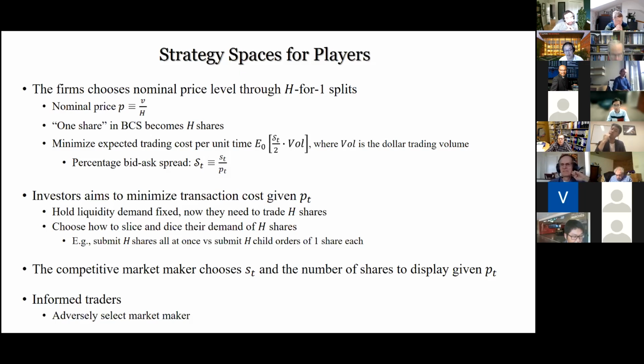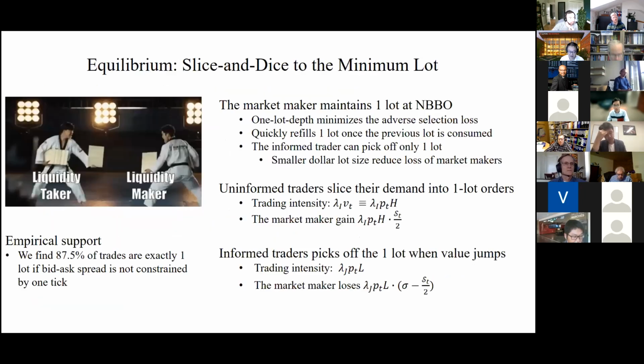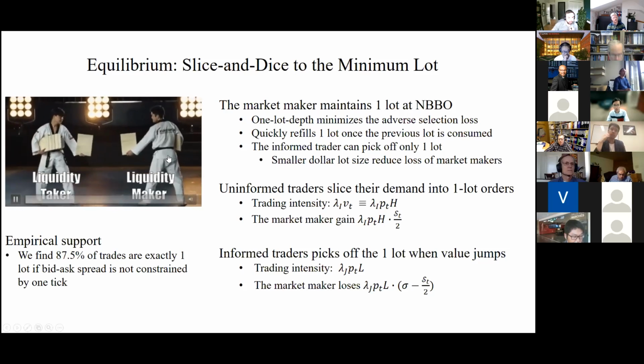And then the competitive market maker chooses S_T and a number of shares to display, so it's spread and depth. The informed trader has a pretty simple strategy: adversely selecting the market maker. So what's the optimal strategy? Let me show you an animation. The optimal strategy actually looks like this.